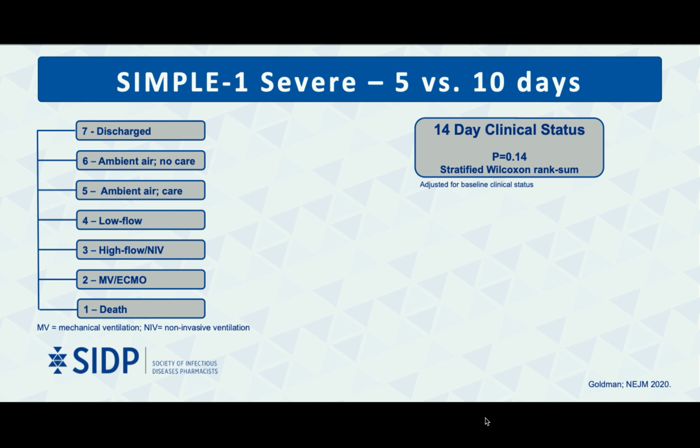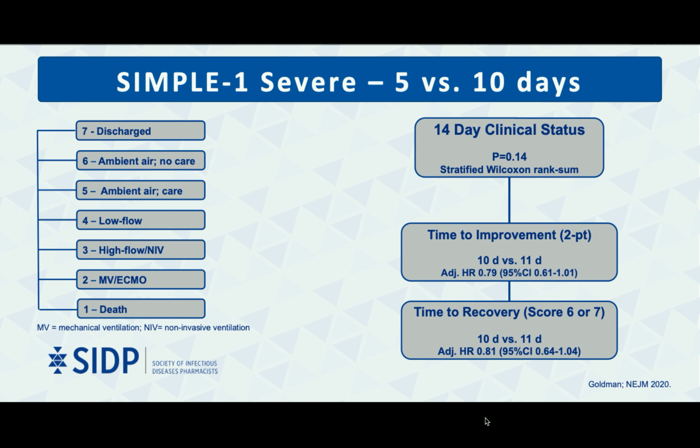The primary outcome for SIMPLE-1 was day 14 clinical status as assessed by the 7-point ordinal scale on the left, which is similar to those used in previous studies, except the severity ranking is flipped, meaning that death is category 1 and higher ordinal categories are actually better outcomes for this scale. The results of the primary outcome analysis did not show a significant difference between 5 and 10-day treatment durations via Wilcoxon rank sum tests stratified by baseline clinical status.